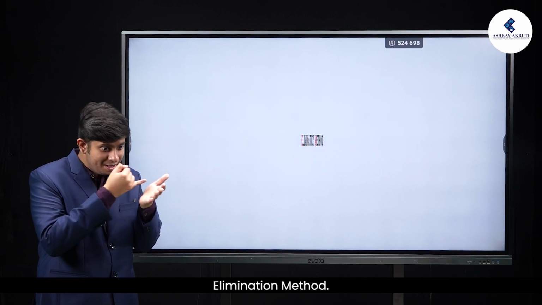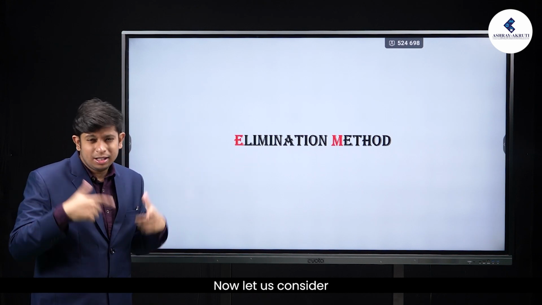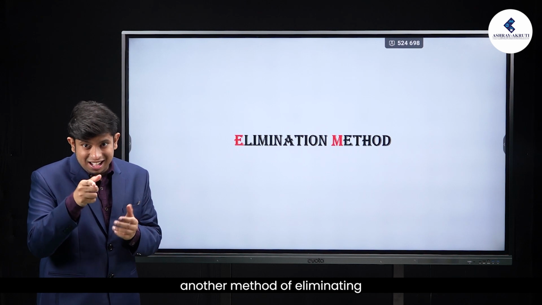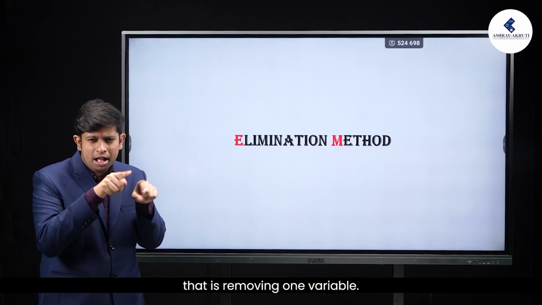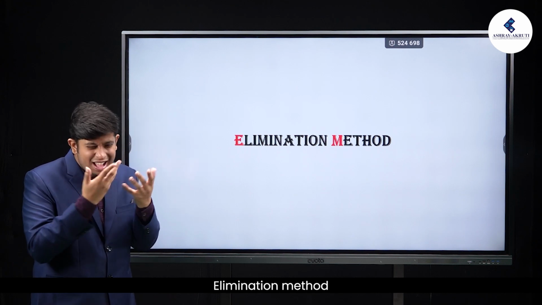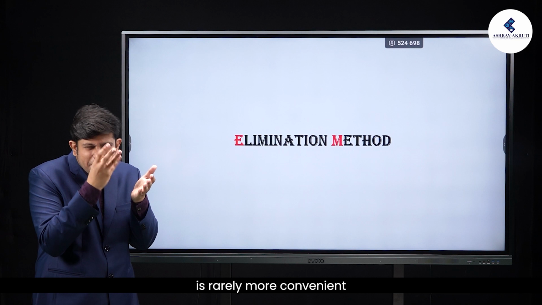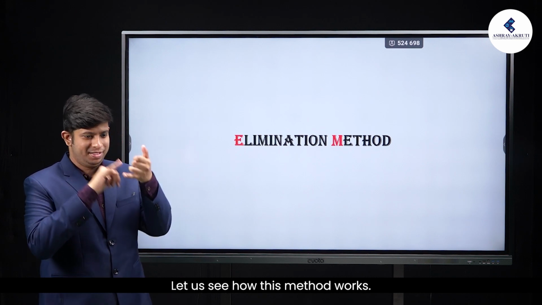Elimination method. Now, let us consider another method of eliminating, that is removing one variable. Elimination method is rarely more convenient than the substitution method. Let us see how this method works.